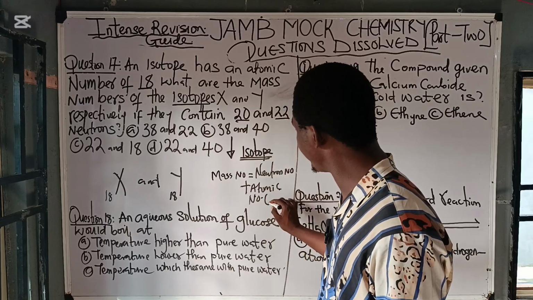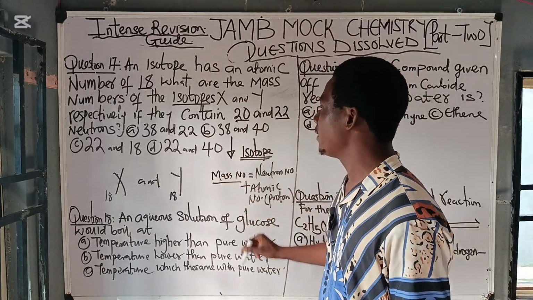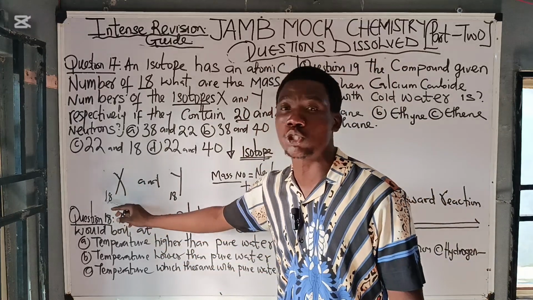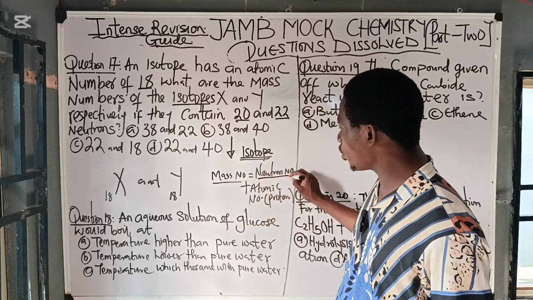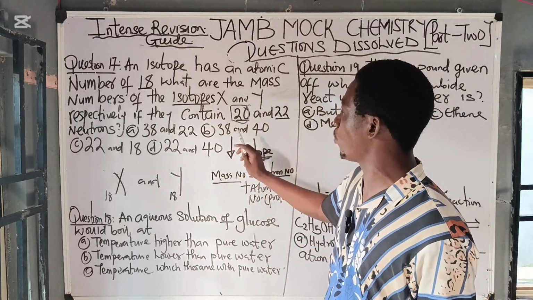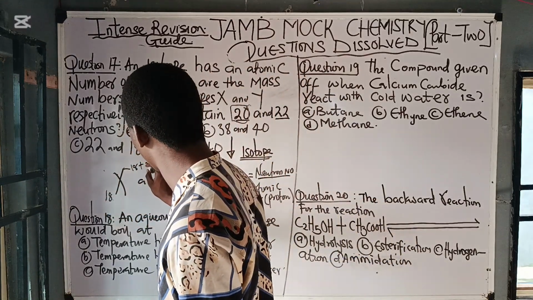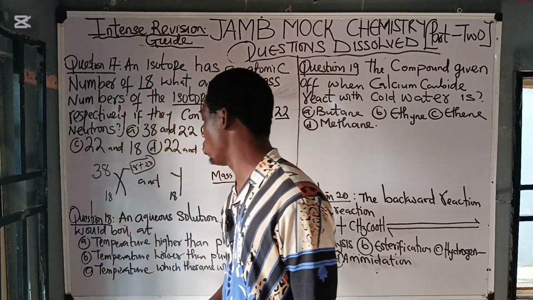The atomic number is the same as the number of protons. Take note of that. So the mass number that we are looking for is the atomic number that is given to us plus the number of neutrons. The first atom has 20 neutrons. So we add 20 to 18, which gives us 38. That's the mass number.